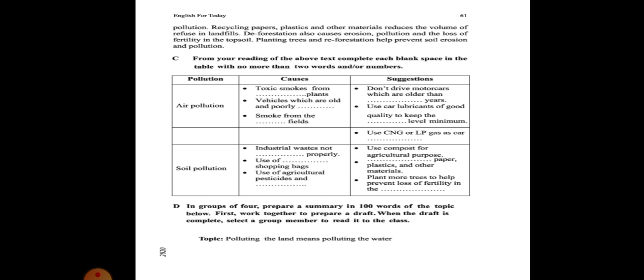Planting trees and reforestation, that means afforestation, help prevent soil erosion and pollution. These are all about the text. You can see the three particular parts of pollution: air pollution, water pollution, and soil pollution.